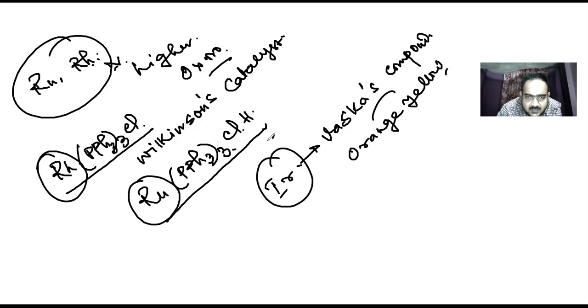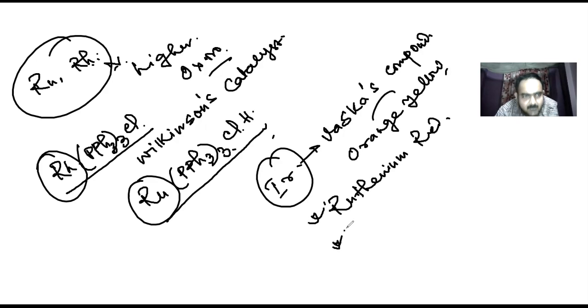Ruthenium can form ruthenium red. They can form a huge amount of compounds which have high oxidation numbers and high valencies. So it is not necessary that all of them should show similar oxidation numbers. The oxidation numbers may be different and vary from transition series to series.